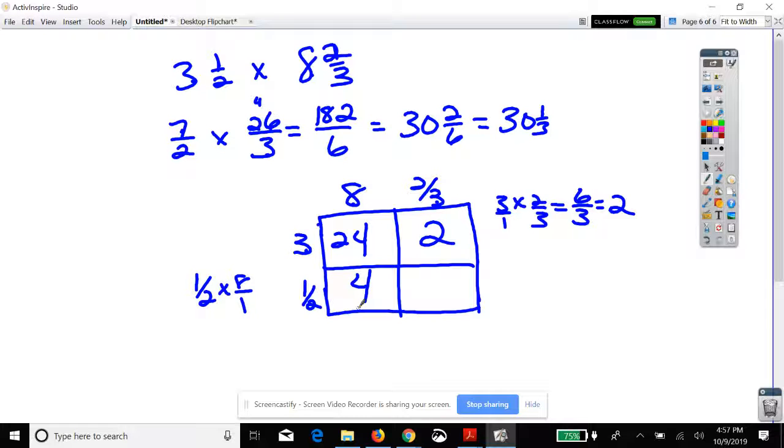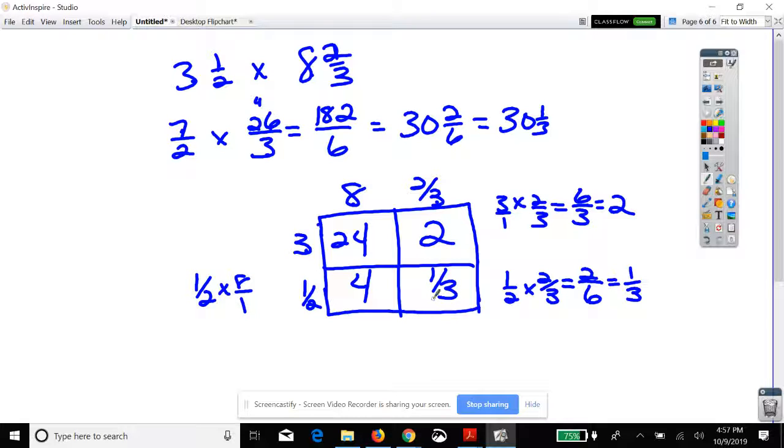So this has been pretty easy. The last part is the part that messes people up. I've got 1/2 times 2/3, and I just multiply straight across. So that's 2 over 6, and 2/6 reduces to 1/3. So I've got 1/3 here.